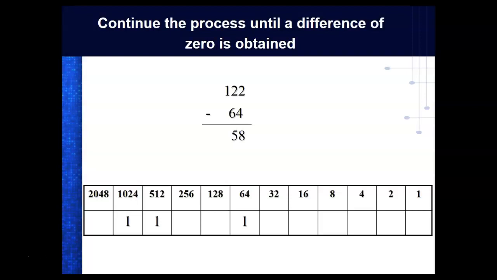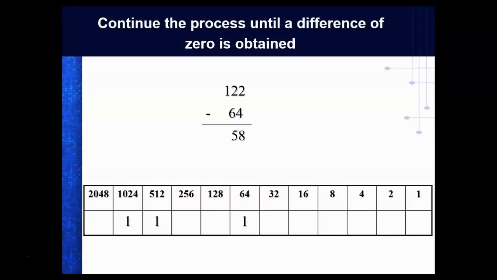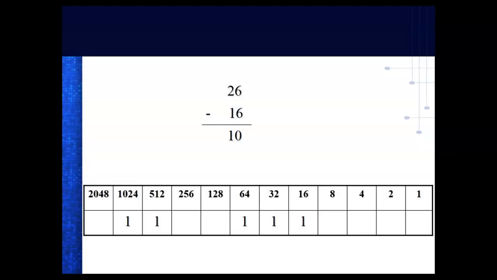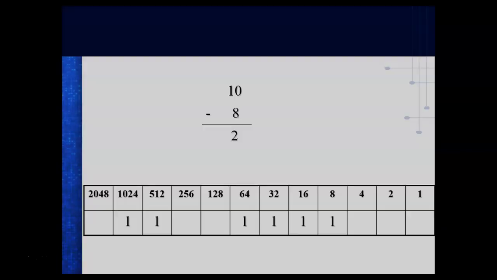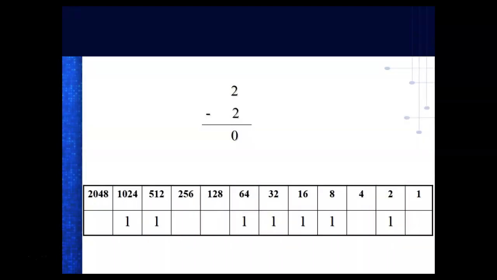Then the biggest thing I could do was 64, so this is teaching it. I could subtract a 64, that leaves 58. I could subtract a 32, that leaves 26. I could subtract a 16, that leaves 10. I could subtract an 8, which would leave 2. Can't subtract a 4. Can't subtract a 1. We've already got a 0. So what I do is I fill in 0, no matter where you subtract out.